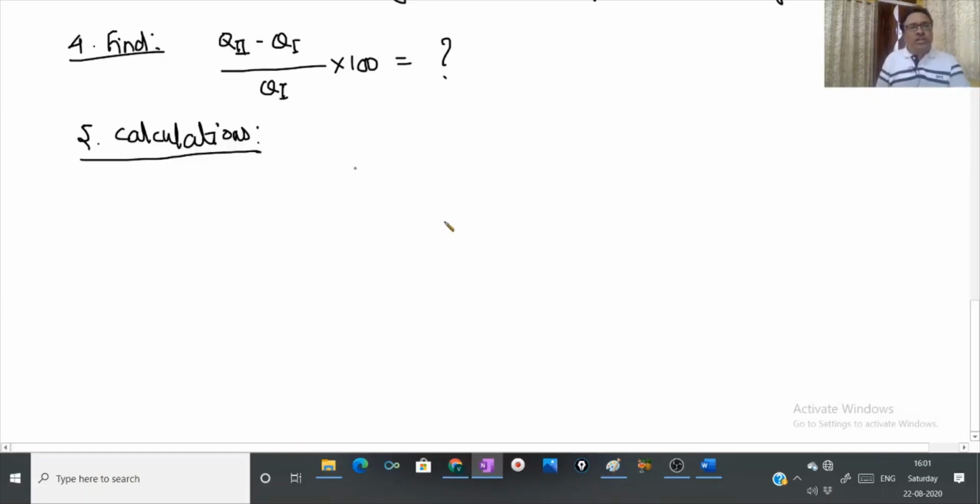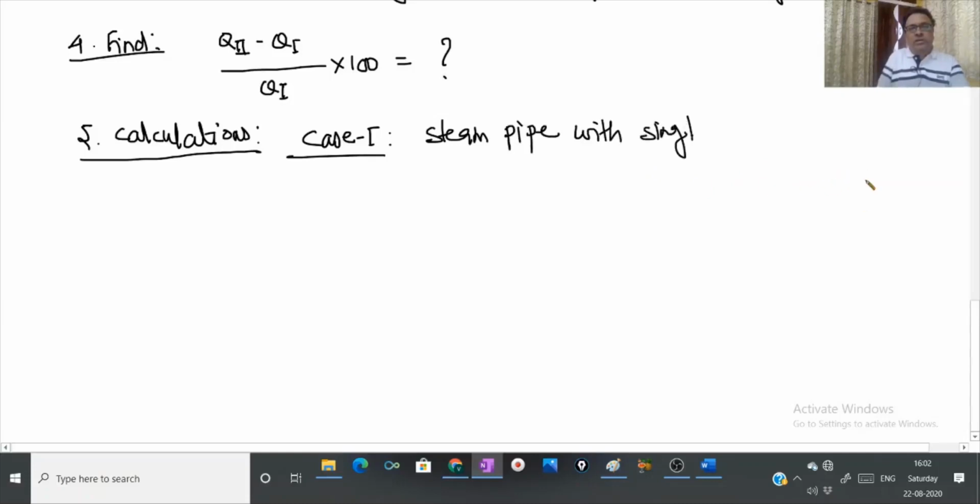So first let us find out Q1, that is heat loss from the pipe with single insulation. Steam pipe with single insulation. So let us find out heat loss in this case, Q1.